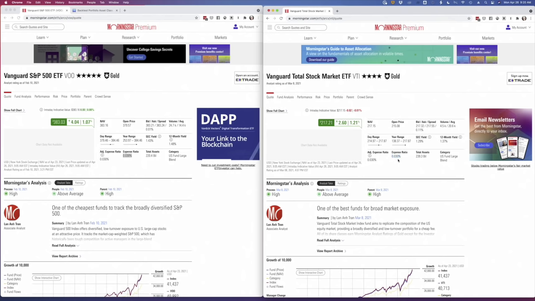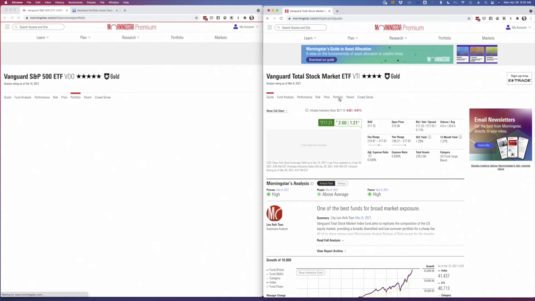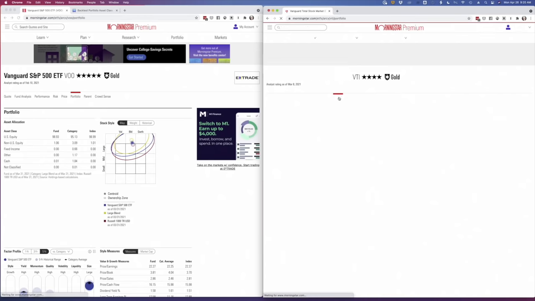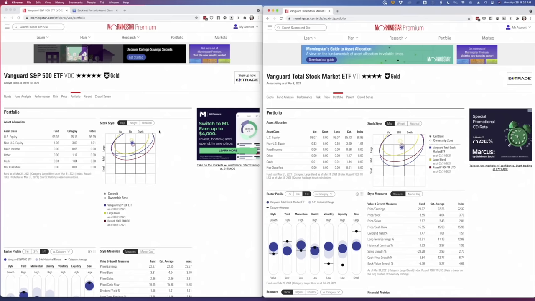So very inexpensive. What we want to dive into first, though, are the portfolios of each of them. So we're going to go to the portfolio tab in Morningstar. And we can see just from the style box, and if this is new to you, I've done an entire series on how to use Morningstar, which you can check out on the channel. But this just gives you a very quick snapshot of each fund.